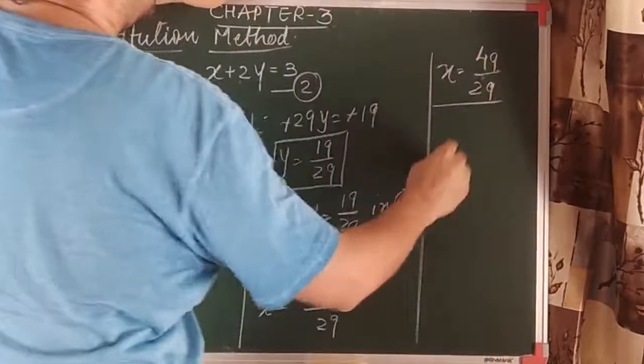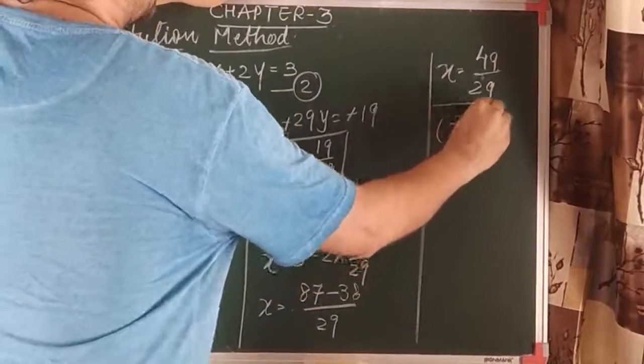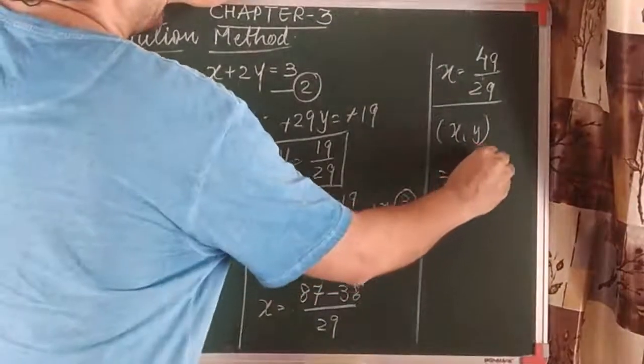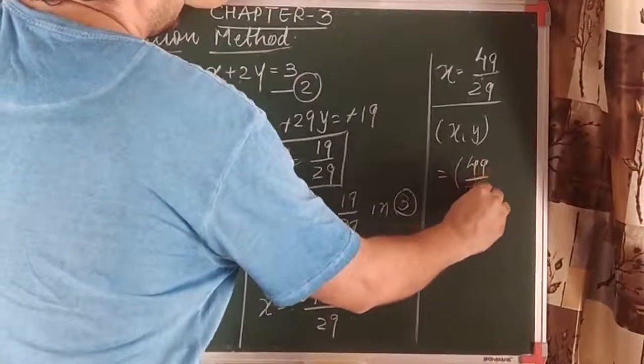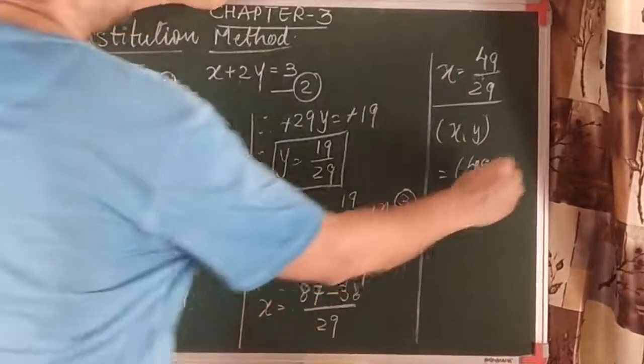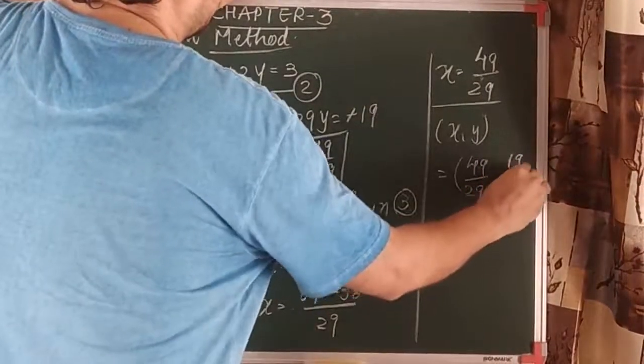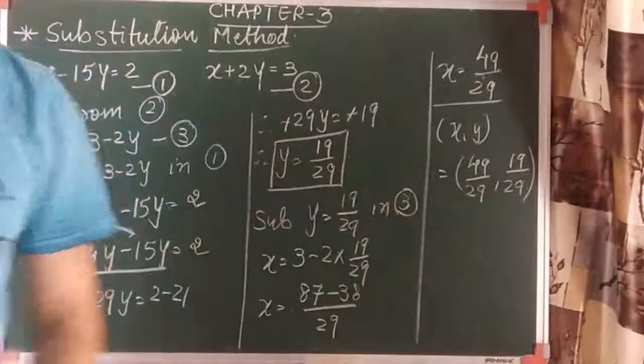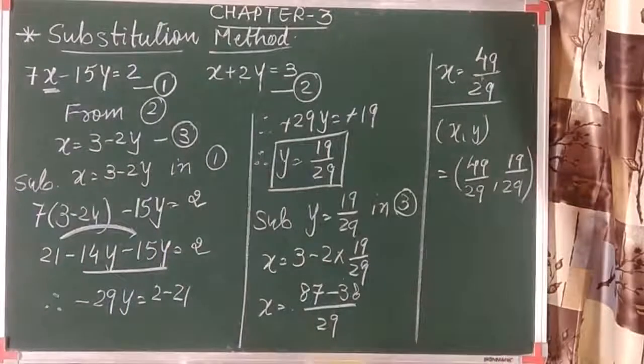So we obtain the value of x and y also. So x, y is equals to, the solution I am writing. First we need to write the value of x, 49 upon 29, and second we have to write the value of y, that is 19 upon 29. Thus this value of x and y is considered as the solution of the given pair of linear equations in two variables.